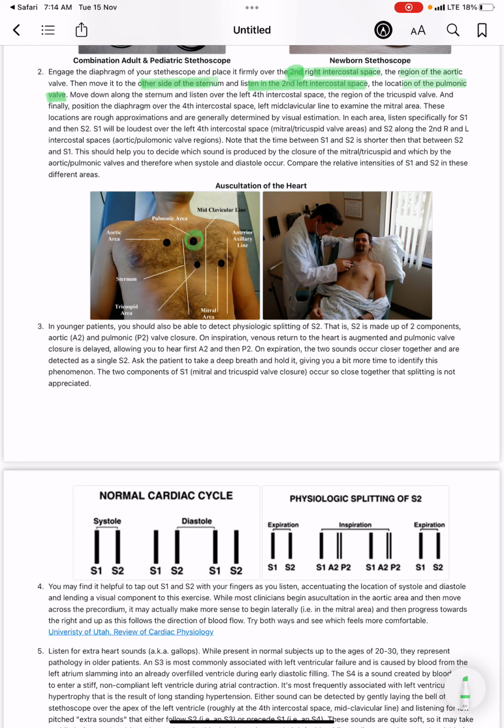Move down along the sternum and listen over the fourth intercostal space, the region of the tricuspid area. And finally, position the diaphragm over the fourth intercostal space, left mid-clavicular line. This is the mid-clavicular line. Here is the mitral area. These locations are rough approximations and are generally determined by visual estimation.